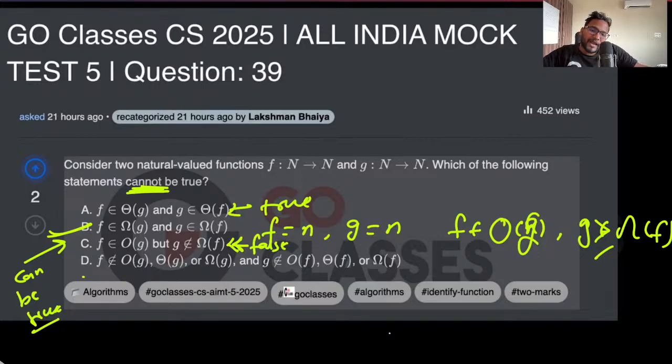Now they are saying f is not related to g, and g is also not related to f. Yes, that is true. How? There are functions that are not related to each other. For example, let's suppose there is some function f of n equal to n. Just a linear function.